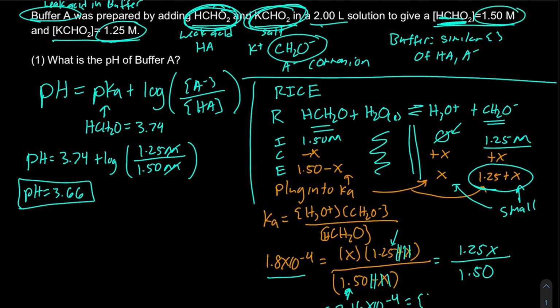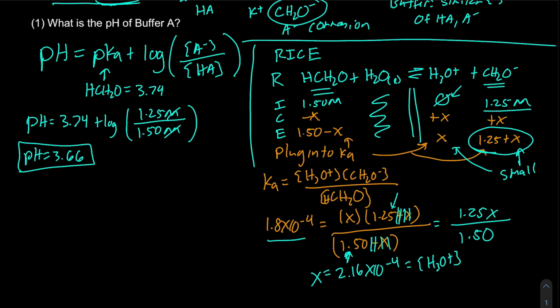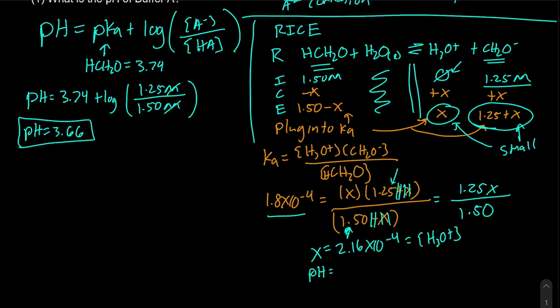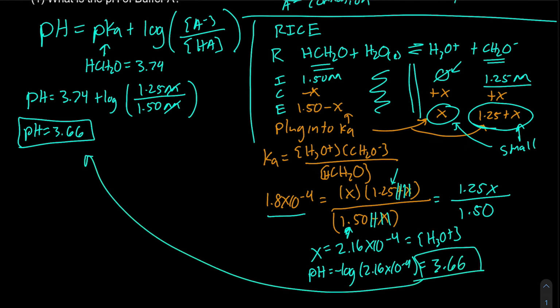Now we go back to, we're trying to identify our pH. We know that x is our hydronium ion concentration. And so now that we know our hydronium ion concentration, we can calculate our pH to be the negative log of that. And we would get a pH of, thankfully, the same pH that we originally got.